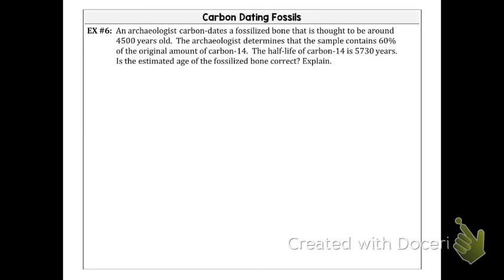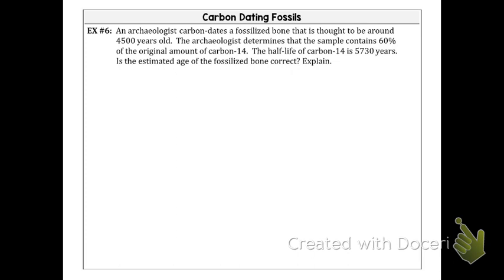All right, example 6. It says an archaeologist carbon dates a fossilized bone that is thought to be around 4,500 years old. The archaeologist determines that the sample contains 60% of the original amount of carbon-14. The half-life of carbon-14 is 5,730 years. Is the estimated age of the fossilized bone correct, and explain?